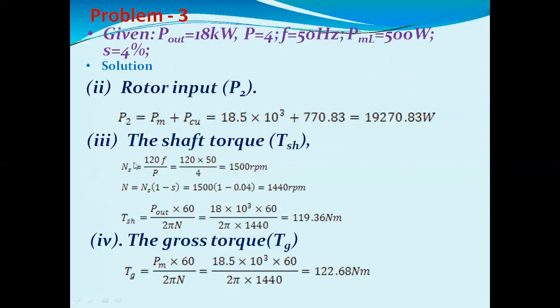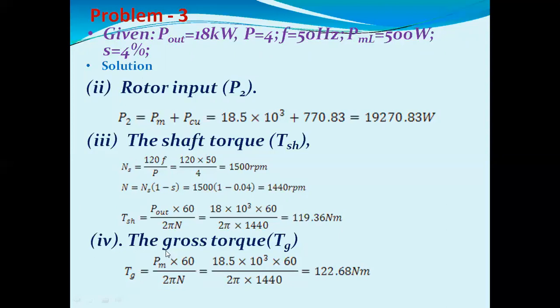For the shaft torque, in order to find it, we first find the synchronous speed Ns equals 120 F by P. Just putting the values of P and F, we get 1500 RPM. N, the actual speed of the motor, is Ns into (1 minus S), that is 1500 into (1 minus 0.04), that is 1440 RPM. So the shaft torque is output power into 60 by 2 pi N, because output is related with the shaft. So it is 18 into 10 to the power 3 into 60 by 2 pi into 1440, that is 119.36 Newton meter.